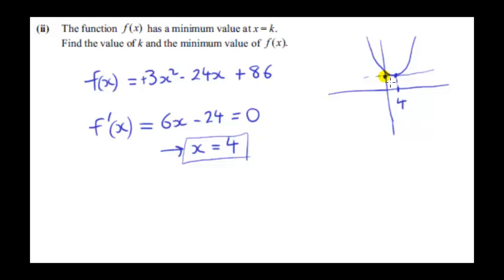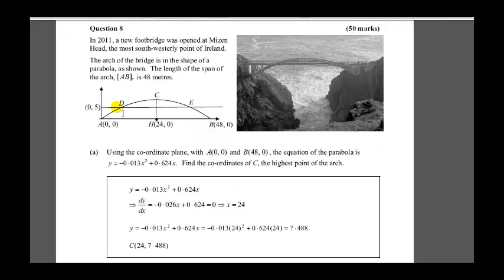Now, we want to find the minimum value of the function. That's this value here. So we just plug 4 into the function. So we want the coordinates of this point, basically. We want the y value of this point. It's a point on the curve, so it satisfies the equation of the curve. So if we plug 4 into this, we get 38.